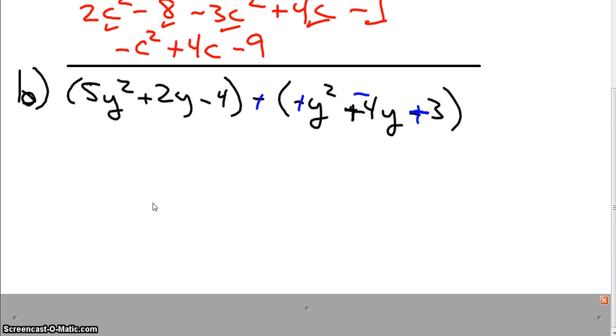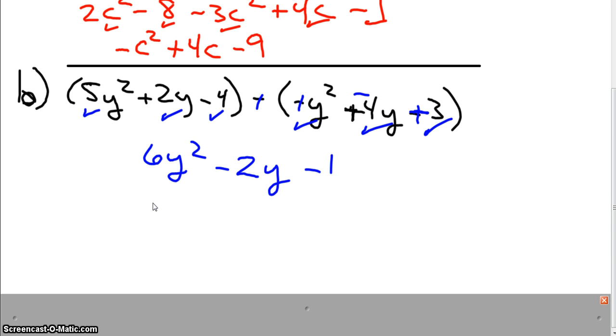Okay, so we now have 5y squared plus 1y squared, 6y squared. We have 2y plus negative 4y's, giving us negative 2y. We have negative 4 plus positive 3, giving us negative 1. Excellent. So be sure you account for every term and you're very careful with your negatives.